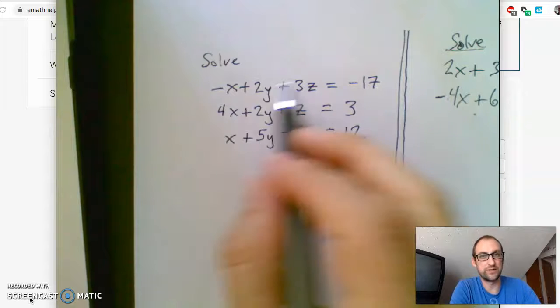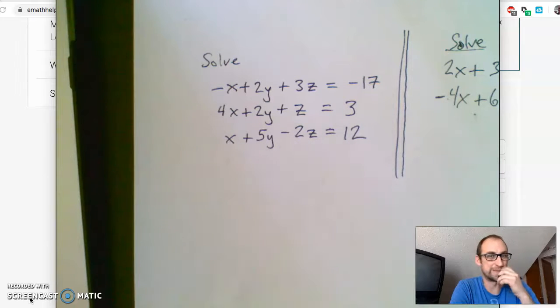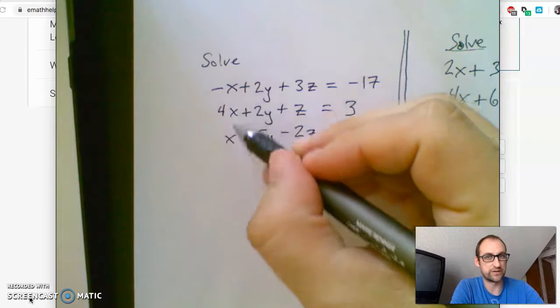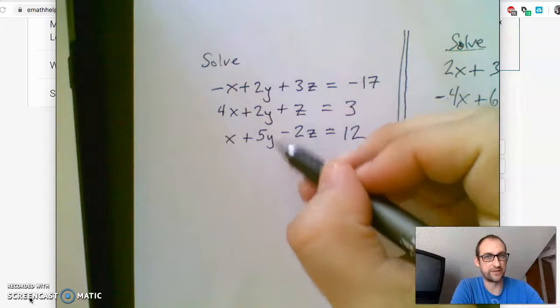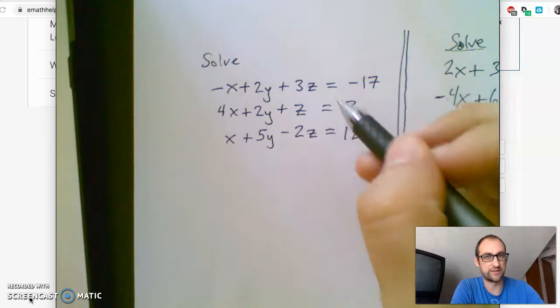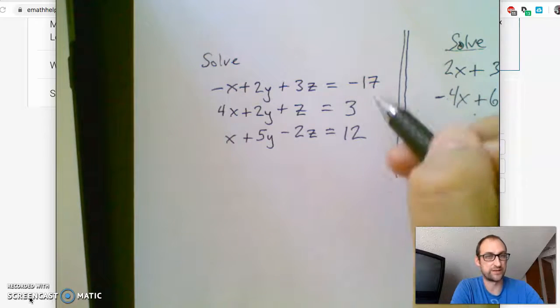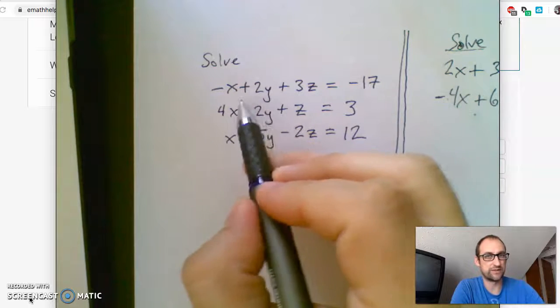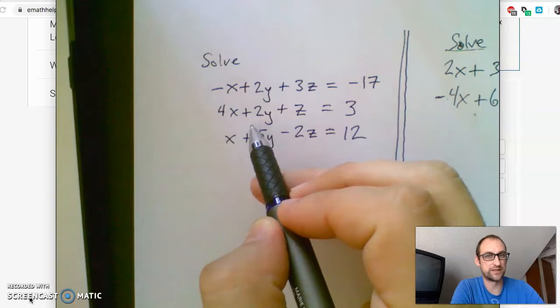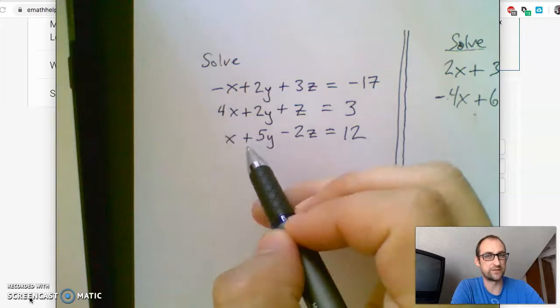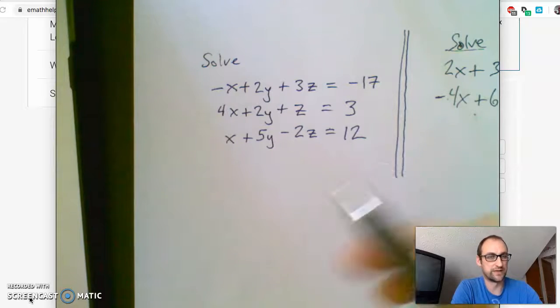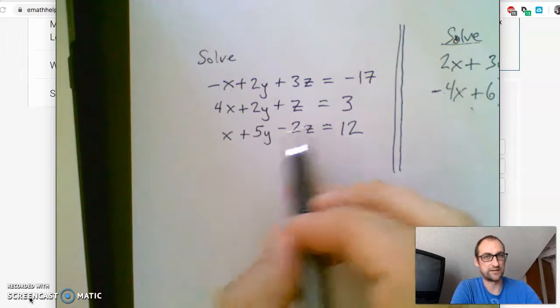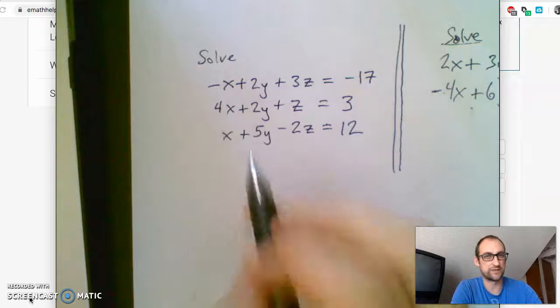So if you get a problem like this, the first thing you need to do is make sure that all the x's are lined up, all the y's are lined up, all the z's are lined up, all the equal signs are lined up, and all the constants are lined up. Sometimes you'll get a sneaky problem where these will be switched around on you, and you have to know to rewrite them in order, or the whole problem doesn't work. All right, after you do that, this is called a system of equations.